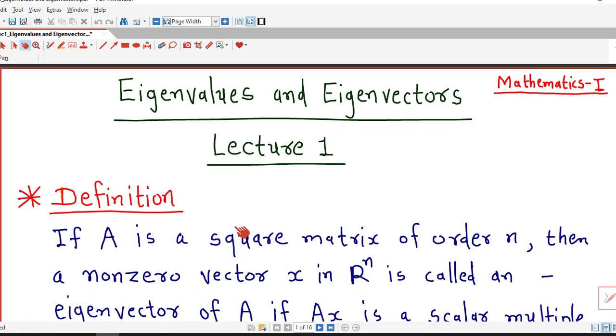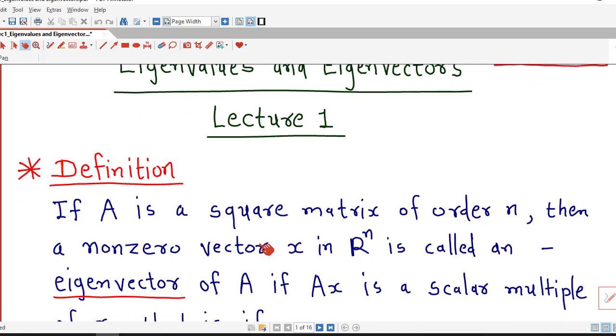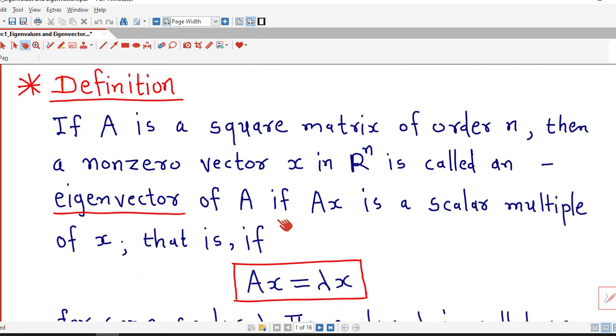Today we are going to start a new topic, eigenvalues and eigenvectors of a matrix. So first we will define eigenvalues and eigenvectors, and then we will understand how to find eigenvalues and eigenvectors of a given matrix using this definition. Now eigenvalues and eigenvectors are defined for a square matrix. So suppose capital A is a square matrix of order n.